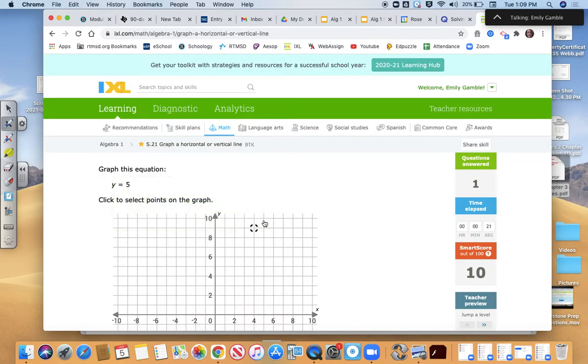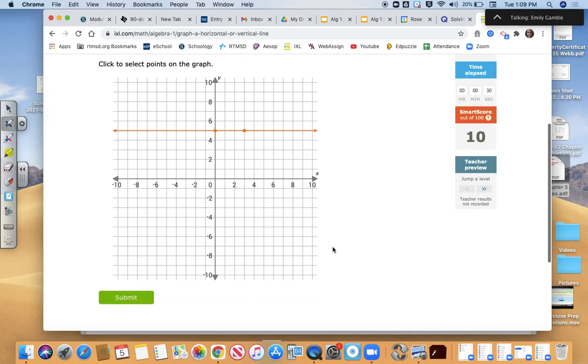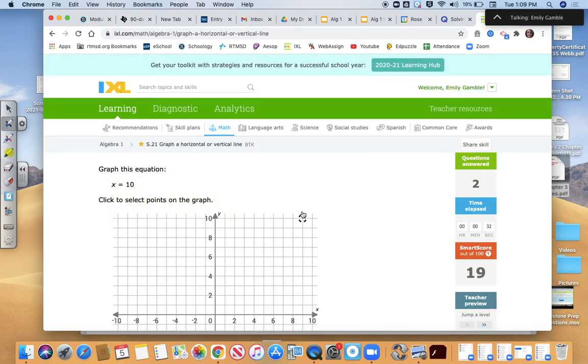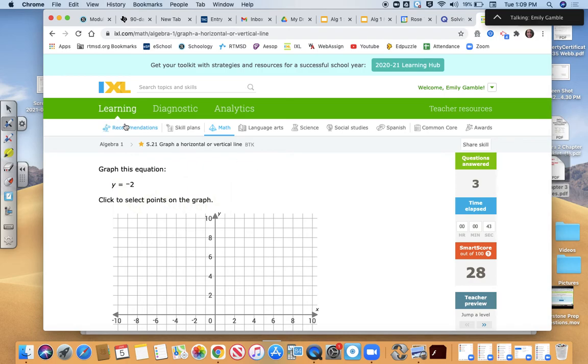There's your equation. Y equals 5. I know this is a horizontal line again, so I'm going to just choose this one and then this one randomly. It'll make the line for you, and then hit submit, and you're done. I'll do one more, x equals 10. X equals is a vertical line, so I go over here to 10 on the x-axis, and that's what it would look like, submit. So that one's pretty easy.